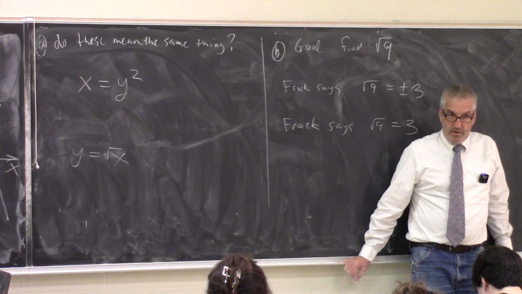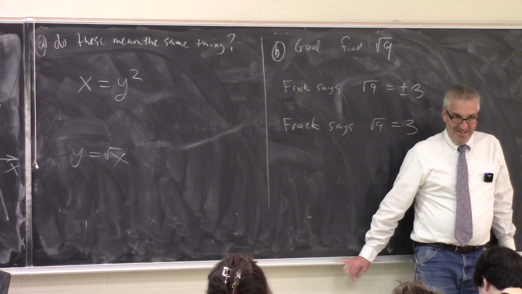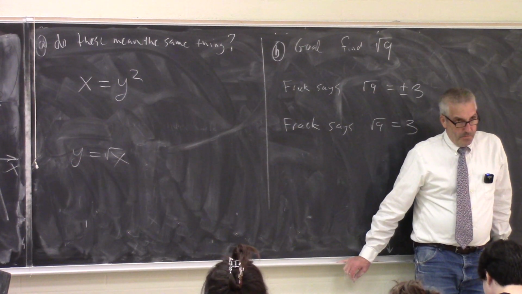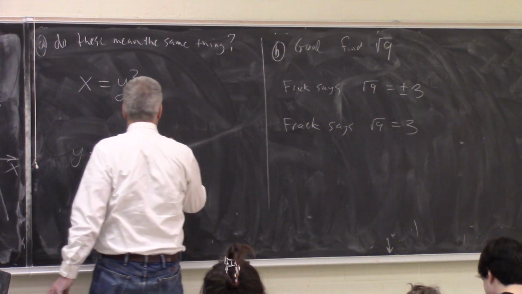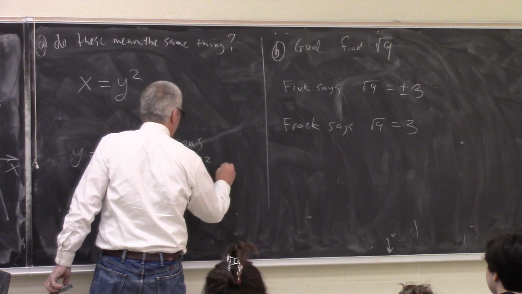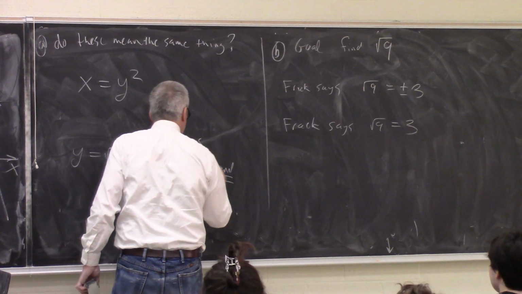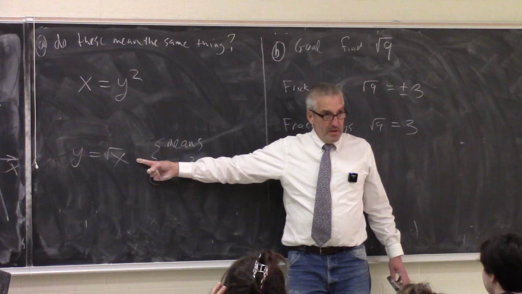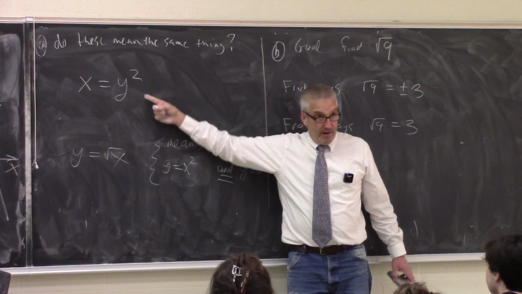Trent? Frack, why? Right. So this symbol means that y equals the square root of x, which means that x equals y squared and y is greater than or equal to 0. So the square root symbol means the non-negative thing that satisfies that equation. So these two things don't mean the same thing.